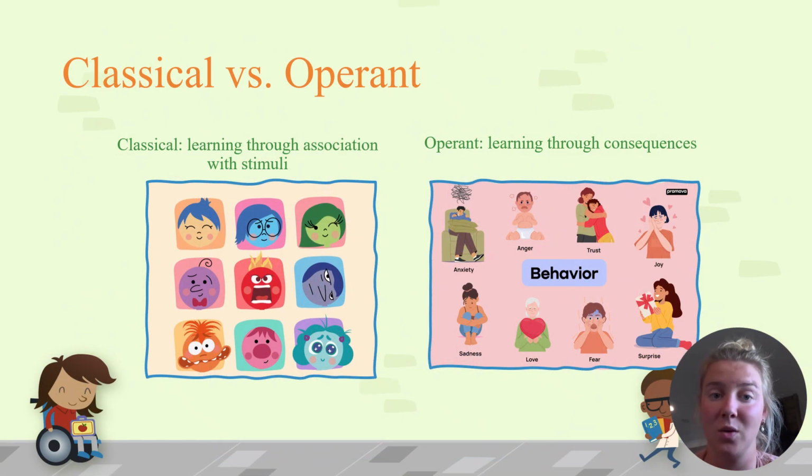Before we discuss which method is more effective, I just wanted to review some of the key differences between classical and operant conditioning. So classical focuses on learning through association between stimuli. It involves automatic involuntary responses and things that we don't consciously control, like emotions or reactions. While operant conditioning focuses on learning through consequences. It involves voluntary behaviors, which are things we choose to do. Behaviors are then strengthened through reinforcement or weakened through punishment.